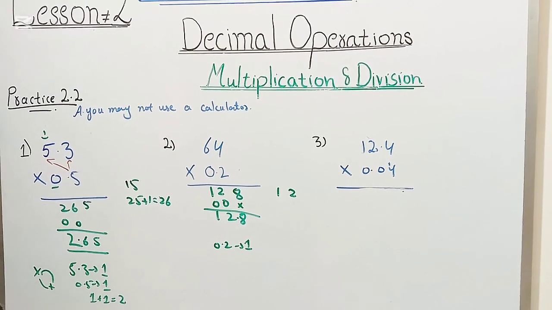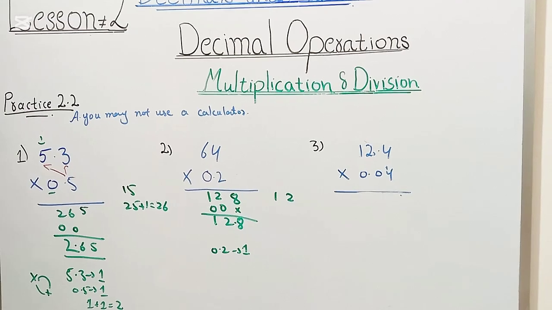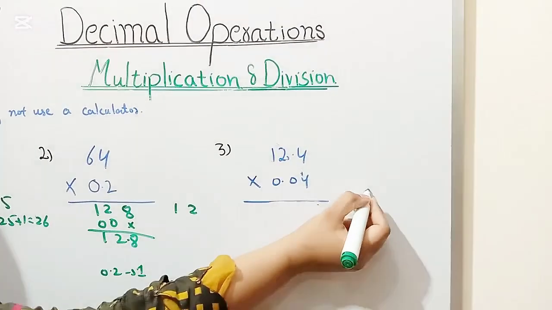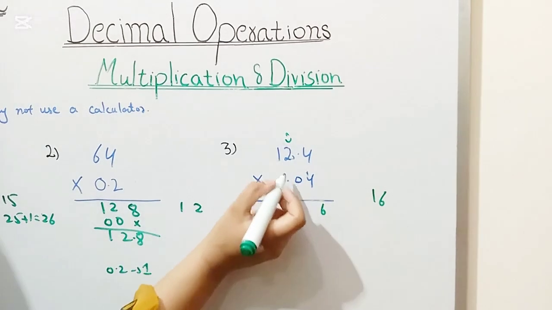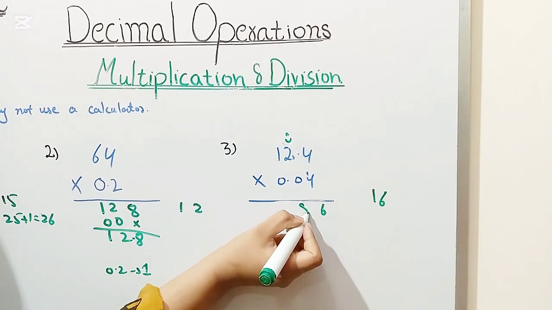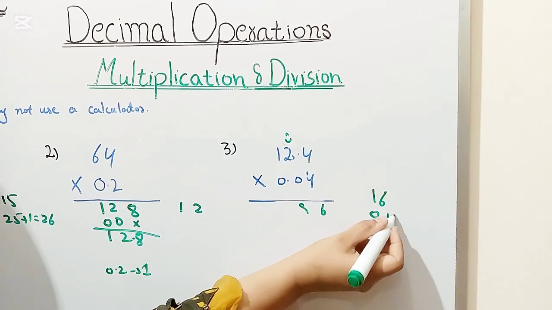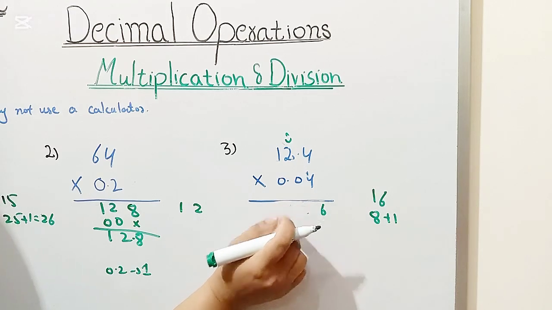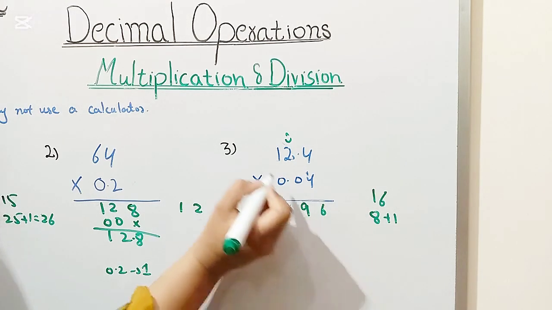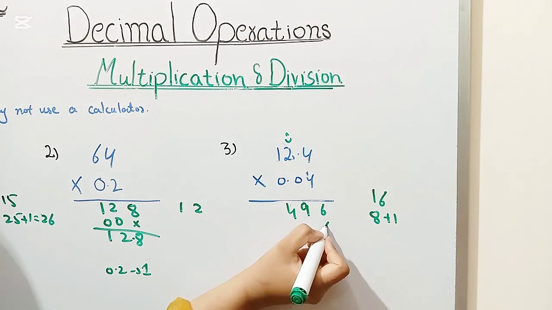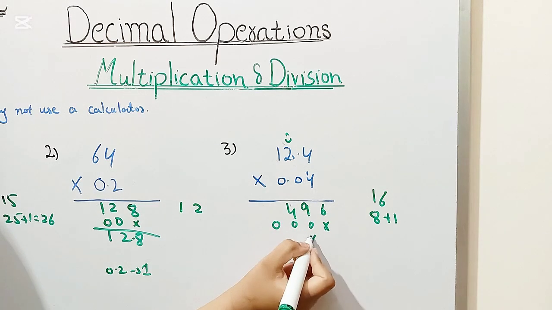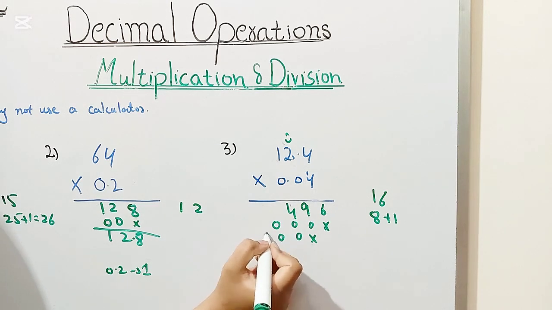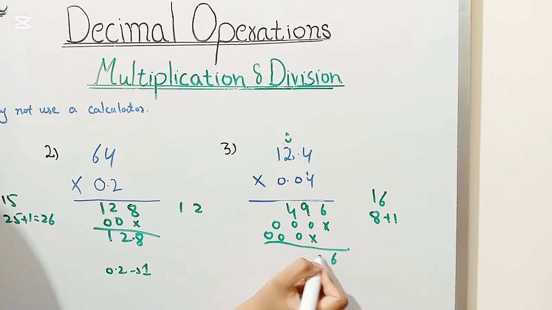Next question number 3, 12.4 multiplied by 0.04. 4 4s are 16. I will write 6, carry 1 to the next value. 4 2s are 8. Then I will add 8 plus 1, it becomes 9. 4 1s are 4. Then 0 0, 0 0 0. I will add them.